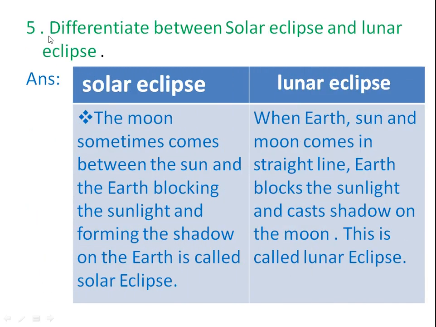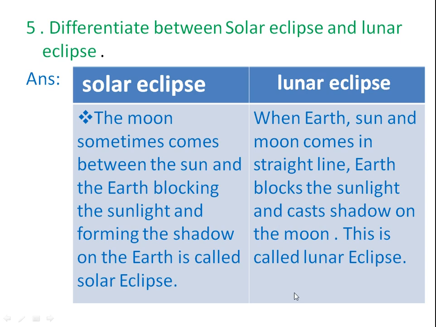Fifth question. Differentiate between solar eclipse and lunar eclipse. See here, solar eclipse. The moon sometimes comes between the sun and the earth, blocking the sunlight and forming a shadow on the earth. This is called a solar eclipse. See the lunar eclipse. When the earth, sun and moon come in a straight line, the earth blocks the sunlight and casts a shadow on the moon. This is called a lunar eclipse. This is the difference between the solar eclipse and lunar eclipse.